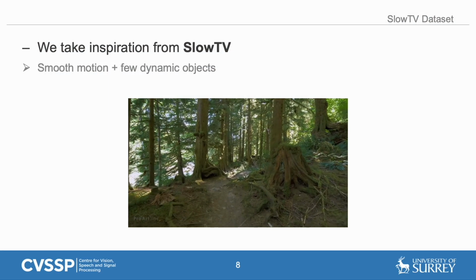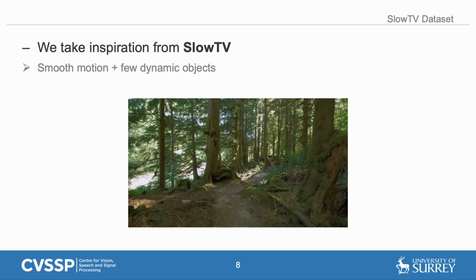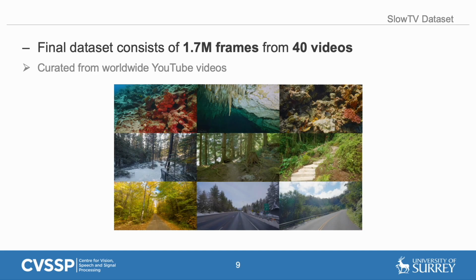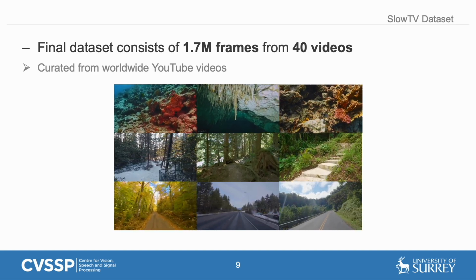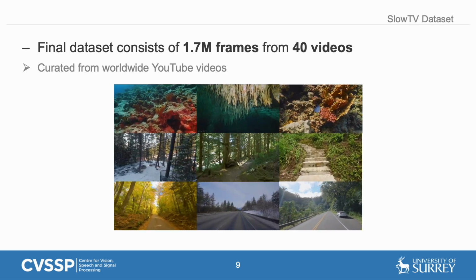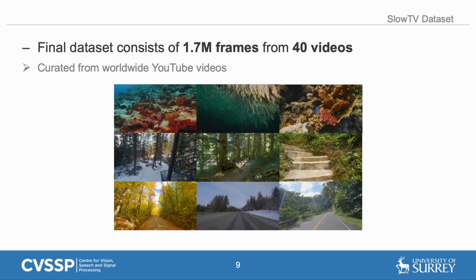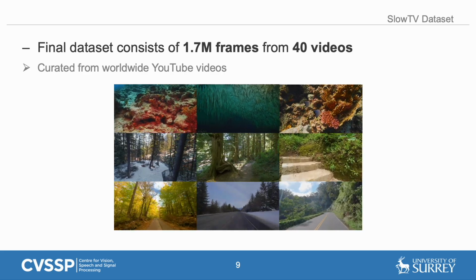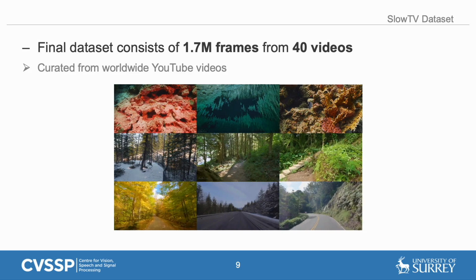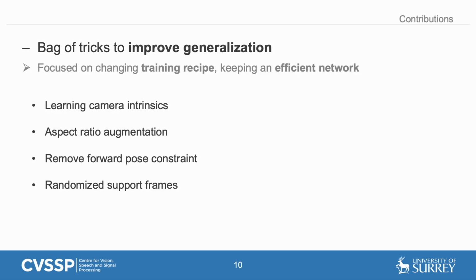We take inspiration from the concept of SlowTV, which consists of long videos with very smooth motion and few dynamic objects. We curate a total of 40 videos from worldwide locations and three main categories: nature, scenic driving, and underwater scuba diving. The final dataset has a total of 1.7 million frames, an order of magnitude larger than existing self-supervised datasets. We additionally propose a bag of tricks to further improve generalization, focusing on changes to the training recipe that don't affect the network complexity.